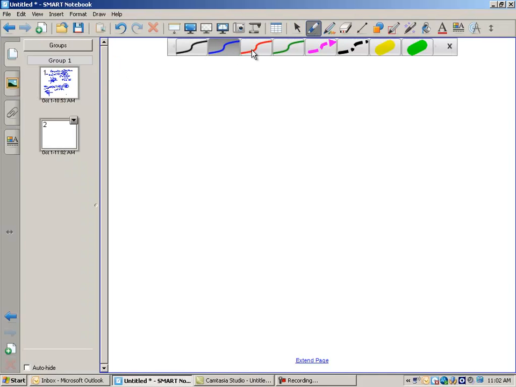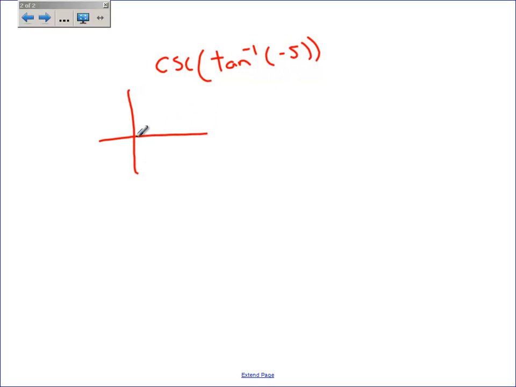Let's find the cosecant of the arctan of -5. Ooh, I like the red color. Alright, so we are going to work inside out, and we're going to have to draw our triangle for the arctan of -5. Arctan negative, we're going to put this in quadrant 4, because our range for arctan is -90 to 90. And of course I'll put a 1 underneath that, so arctan is opposite over adjacent.